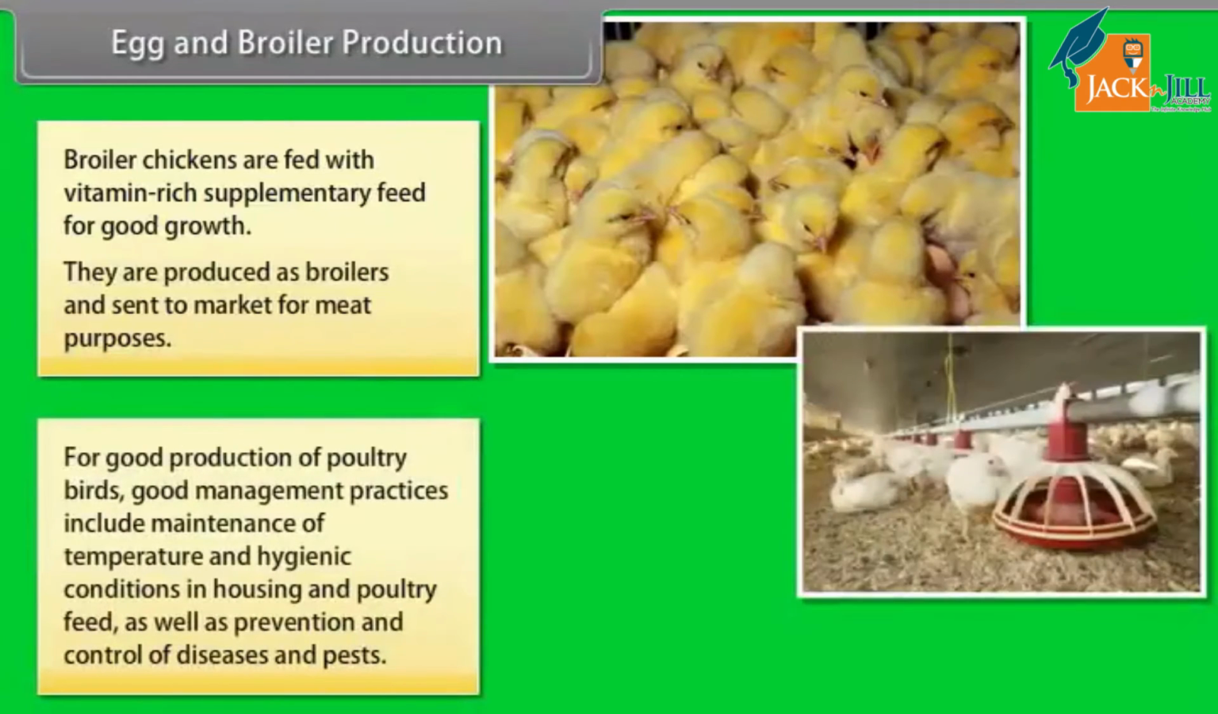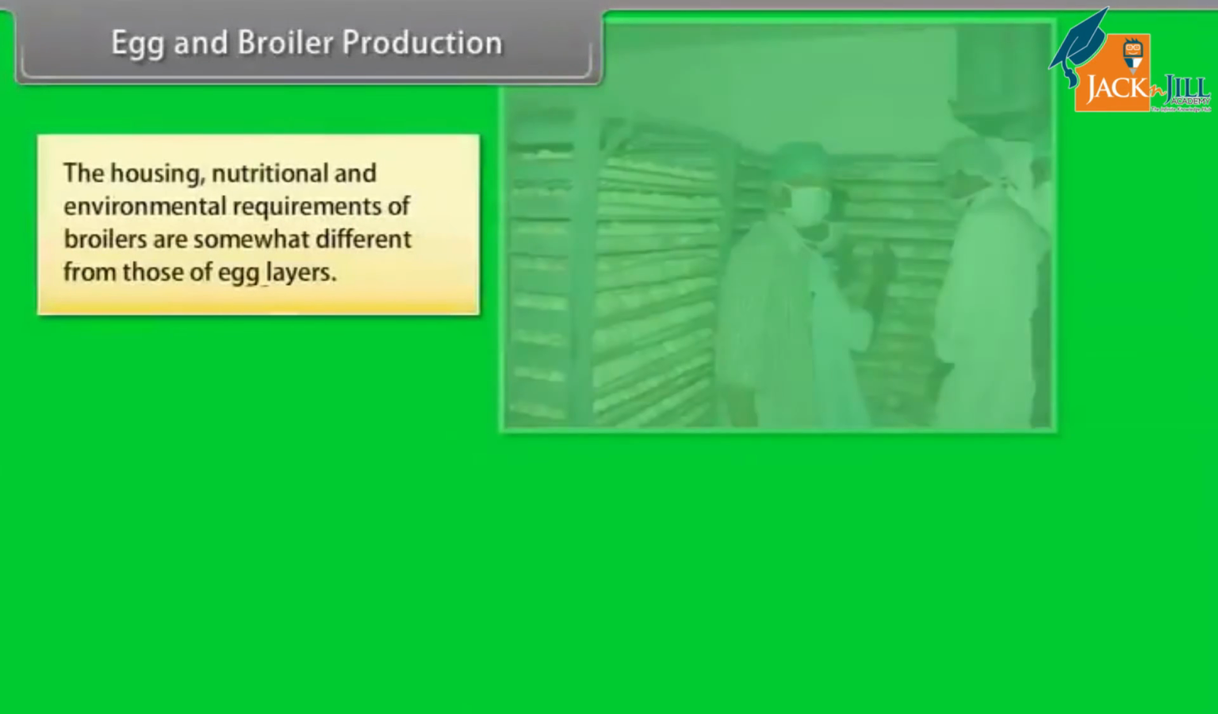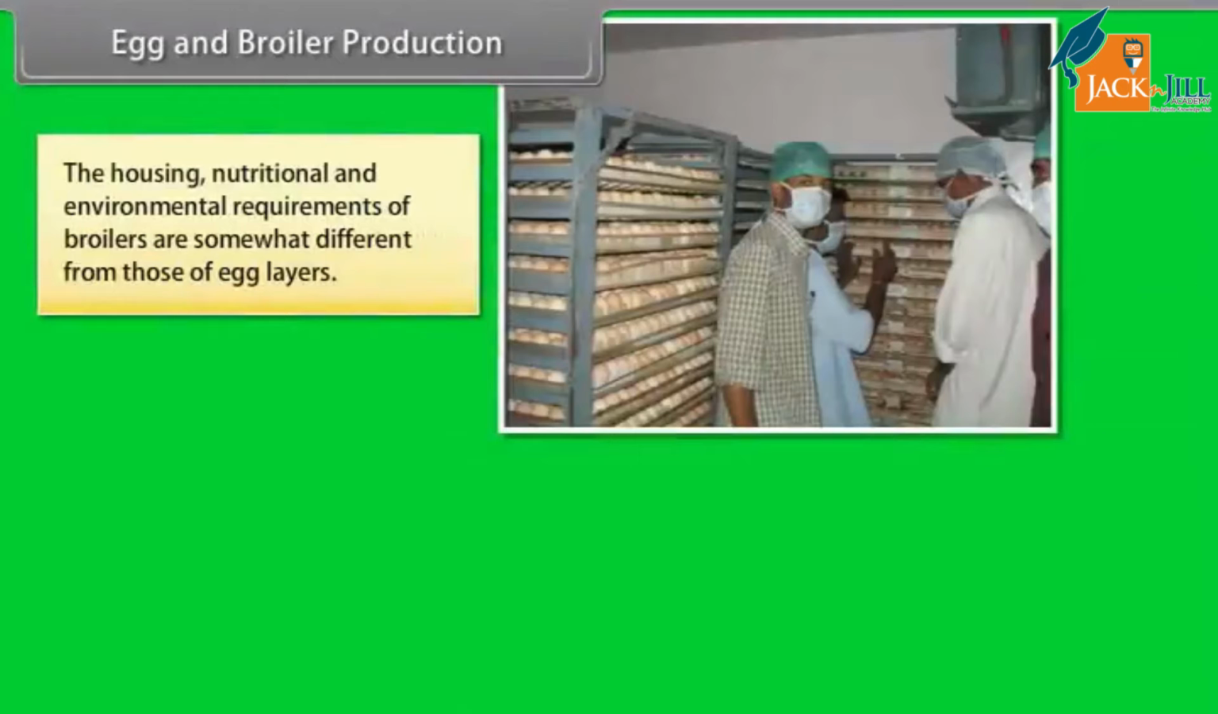For good production of poultry birds, good management practices include maintenance of temperature and hygienic conditions in housing and poultry feed, as well as prevention and control of diseases and pests. The housing, nutritional, and environmental requirements of broilers are somewhat different from those of egg layers.